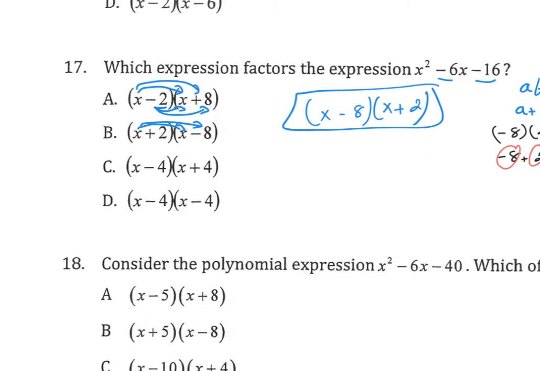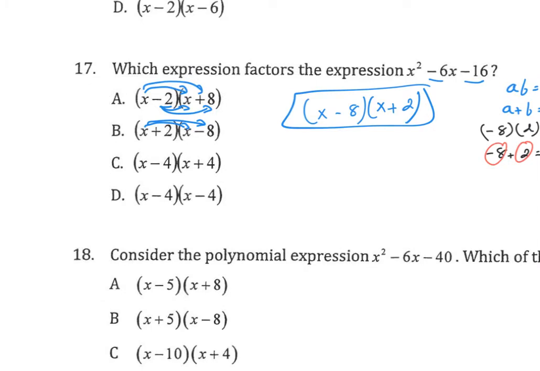And I believe that's going to be B, right here. Yeah, that's B. Okay. Which is x plus 2 times x minus 8, the same thing as x minus 8 times x plus 2. So B will be the correct answer. So we have another question here.